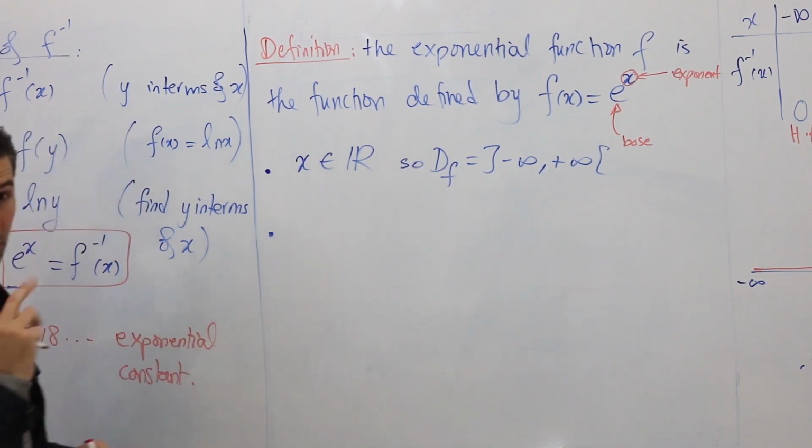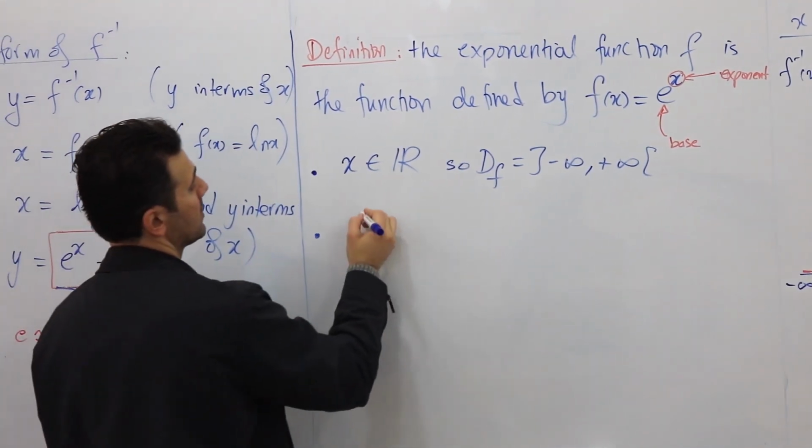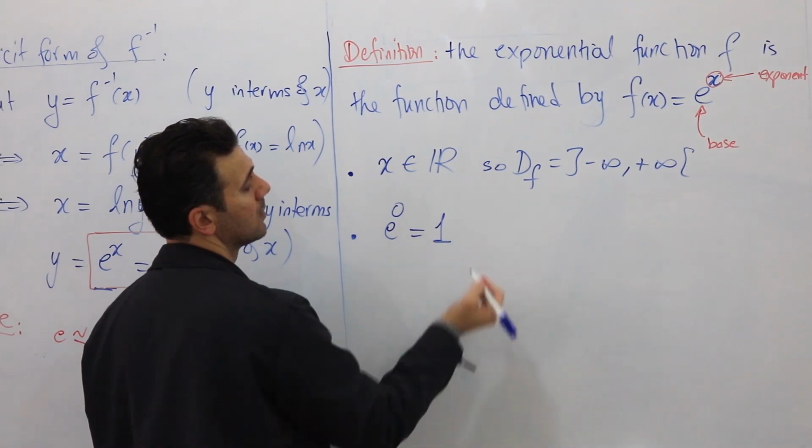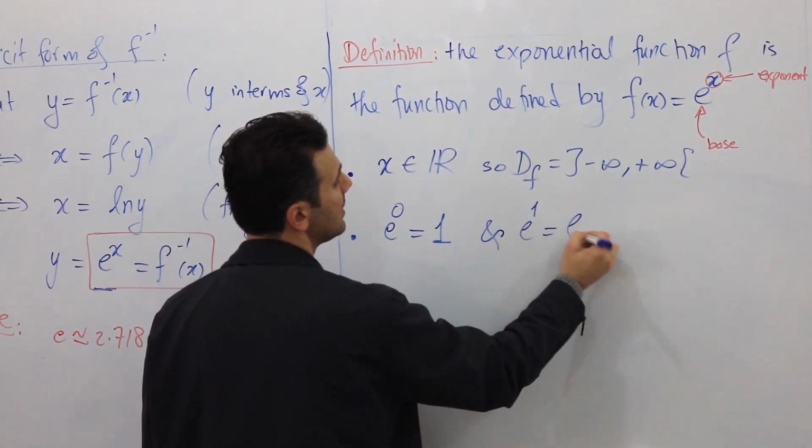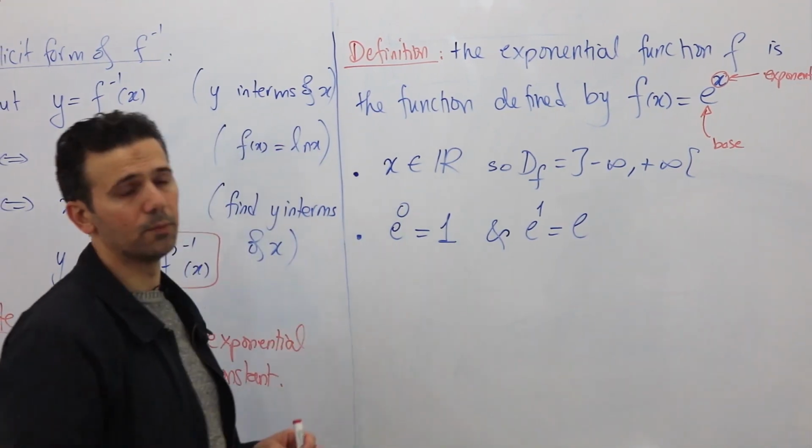Also we can recognize that e power 0 equals 1, and e power 1 is e itself, which is about 2.7.